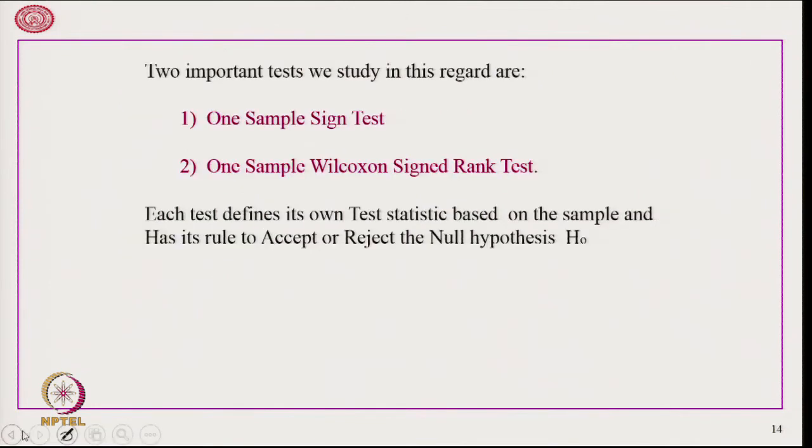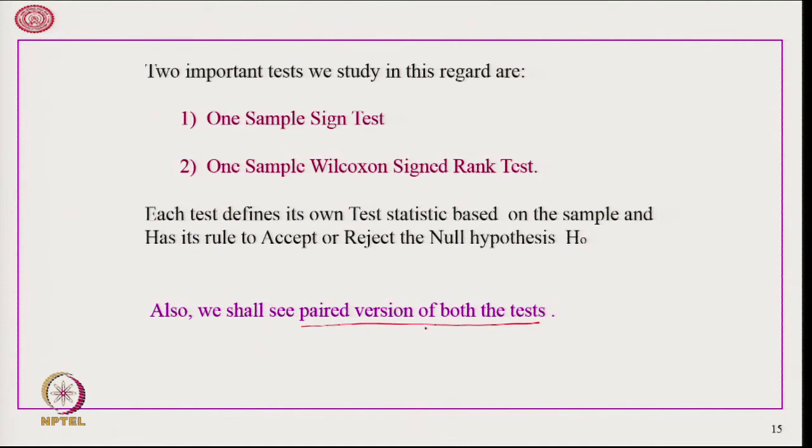Two important tests in this regard are the one sample sign test and the one sample Wilcoxon signed rank test. So, in this lecture we shall be studying these two tests in detail. Each test defines its own test statistic based on the sample and has its rule to accept or reject the null hypothesis H naught. Also, we shall see a paired version of both the tests, which perhaps we shall do in the next class, but let us first see what these two tests are.